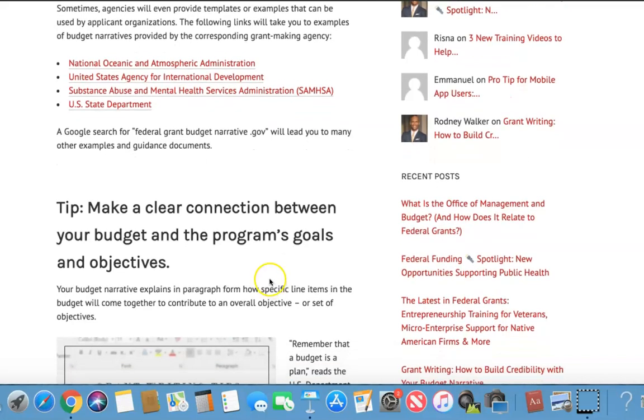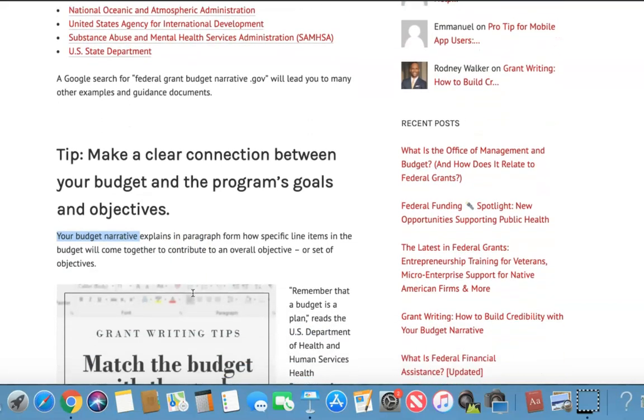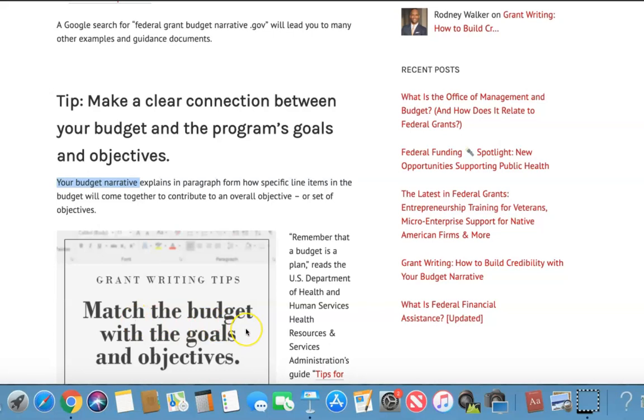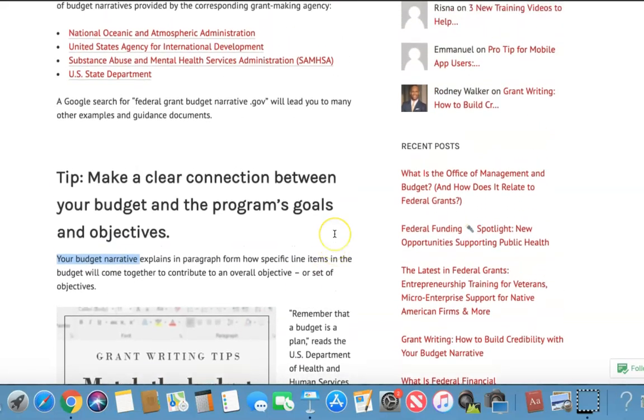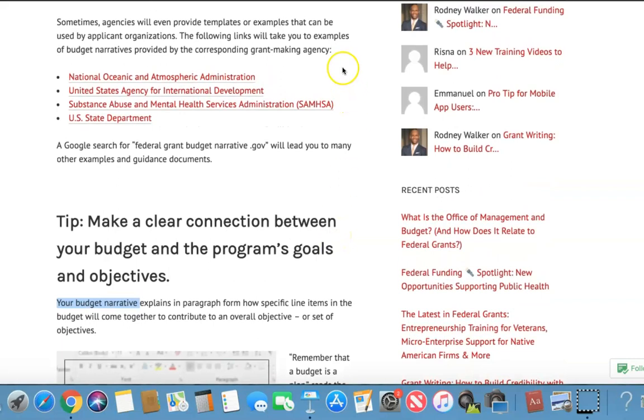We've been looking at the importance of taking the budget and making sure that it matches with the goals and the objectives. And this is a part of the budget narrative. So what we want to do here today is continue to make sure that we match the budget with the goals and objectives.